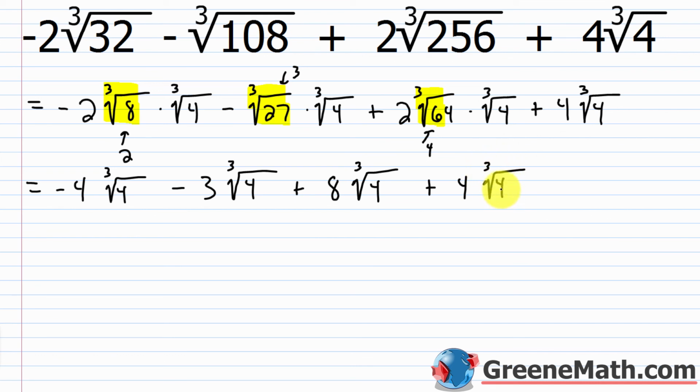So now we have like radicals everywhere. So I'm just going to go through and see what we can combine. We have negative 4 here and positive 4 here. So essentially this would cancel with this, right? Those would become 0. All I'm really left with is negative 3 plus 8, which is 5, times this common radical, which is the cube root of 4.